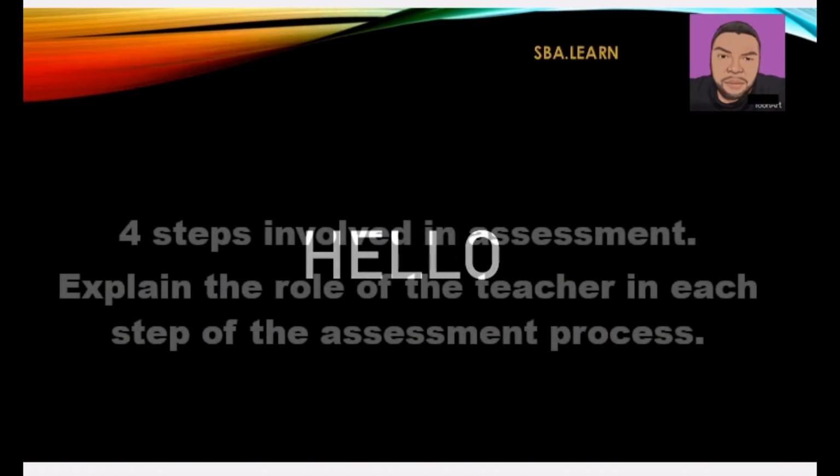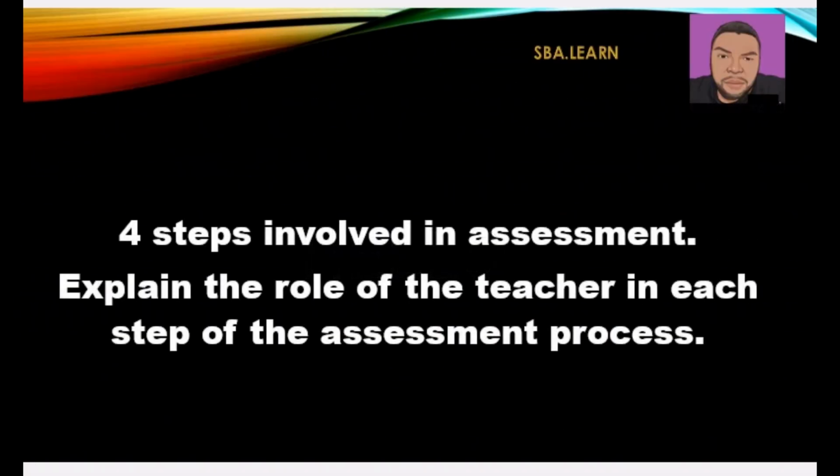Hello. Let us look at the 4 steps involved in assessment. We are going to explain the role of the teacher in each step of the assessment process.